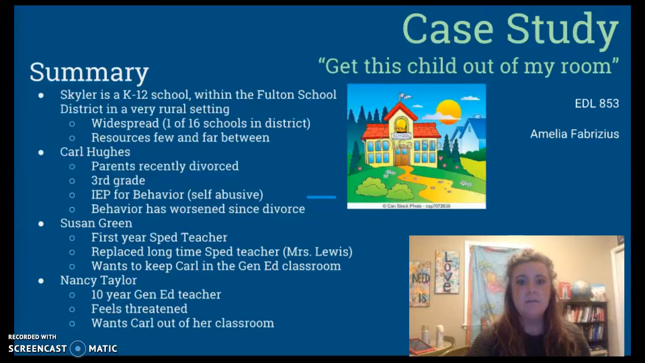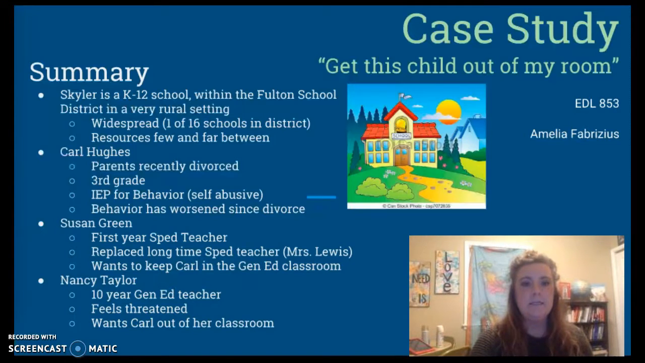All right, so to summarize the case here, it takes place at Schuyler K through 12 Comprehensive School. It is a part of the Fulton School District in a very rural setting that covers about 800 miles. It is one of 16 schools within a district, and each school shares a superintendent and other resources such as nurses, school counselors, and social workers in order to stay on budget. The superintendent visits each school about once a week, and within each school is a designated teacher who not only teaches full-time, but serves as the superintendent as needed when the superintendent is not present.